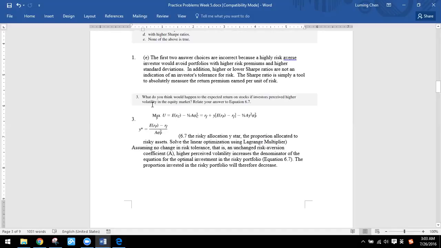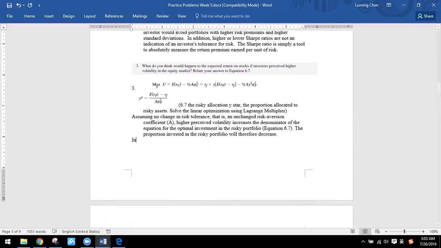So if the volatility in the market increases, Y will decrease. This is very intuitive. If you expect higher risk in the market, what will you do? Assume you are a normal investor. You invest less in risky assets.